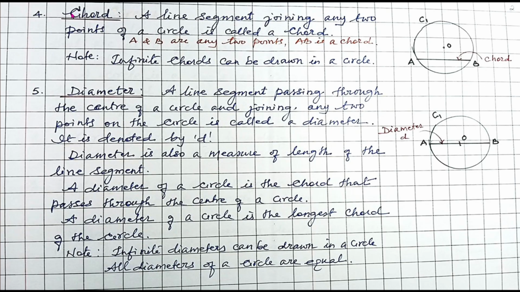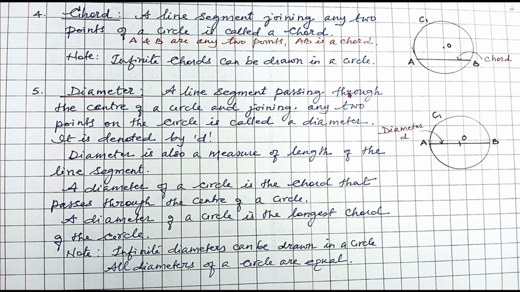Remember that. Now, what is a chord? A line segment joining any 2 points of a circle is called a chord. So we have a circle C1 here. A and B are any 2 points on the circle. If AB is joined by a line segment, then AB is a chord. Please remember, infinite chords can be drawn in a circle.